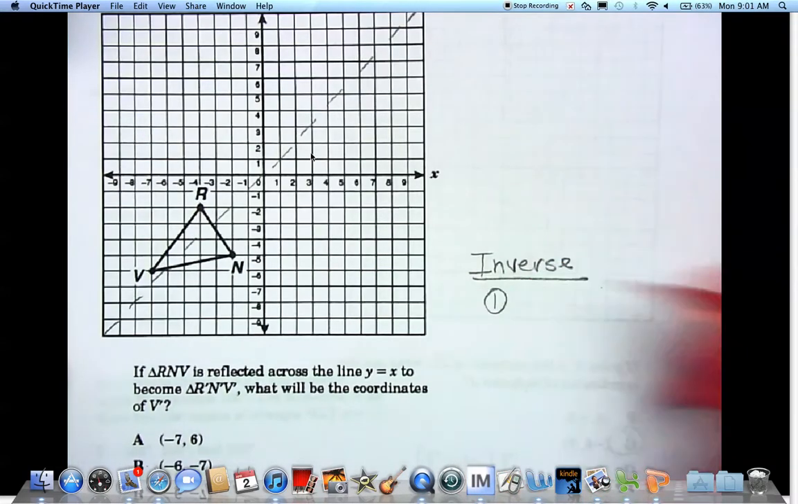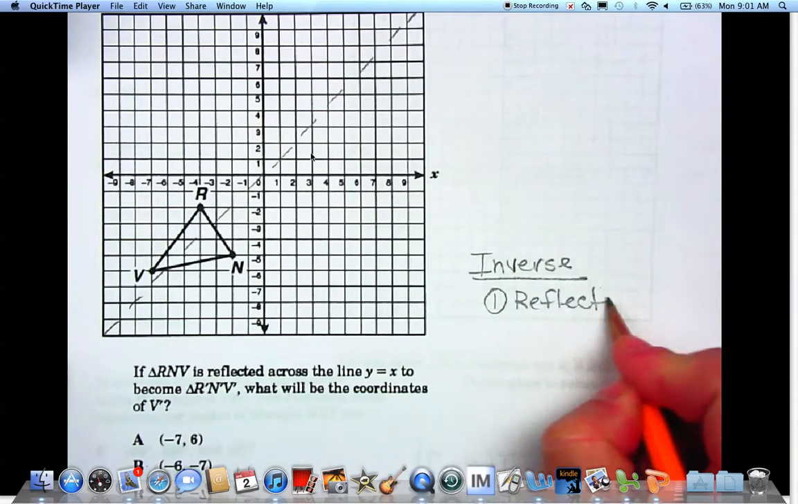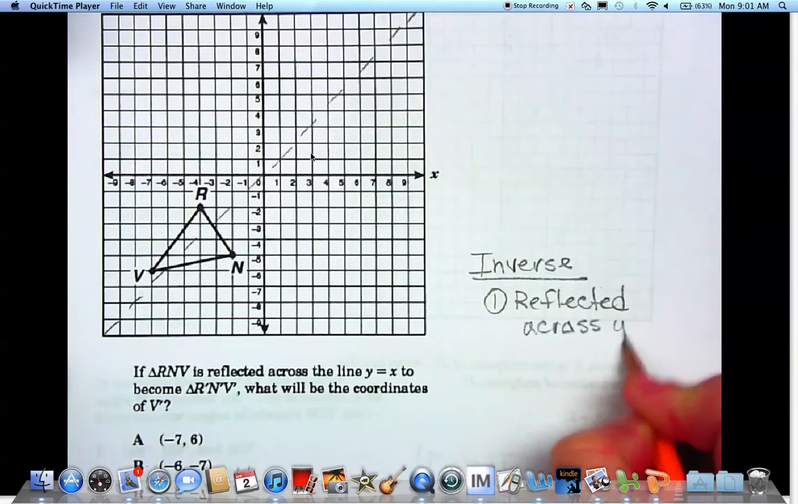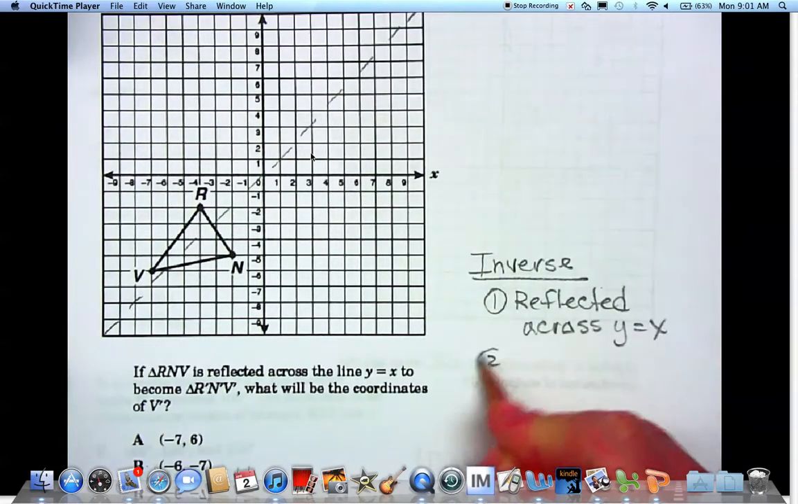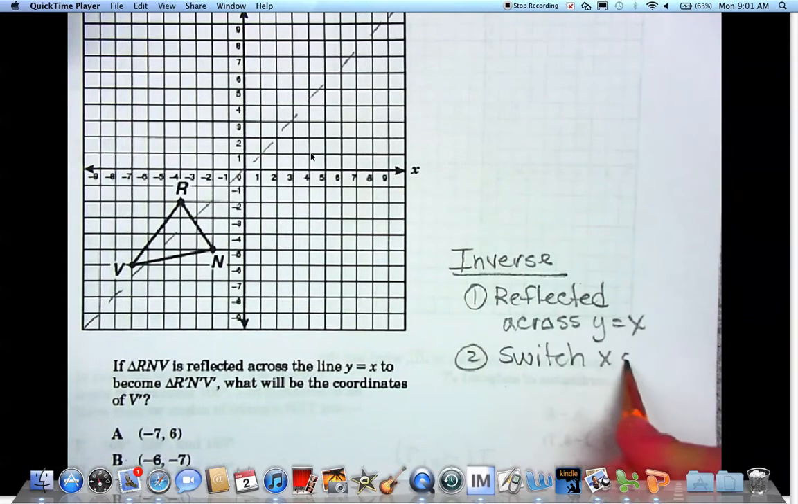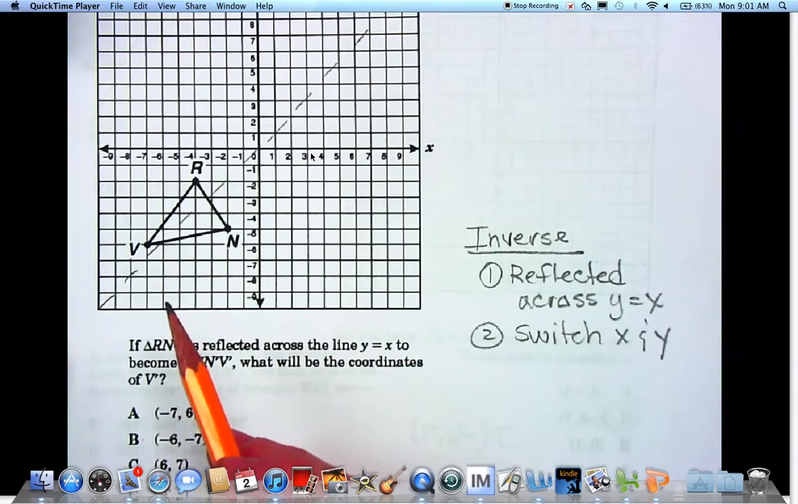Okay. One thing about inverse is it's reflected across y equals x. The other thing we know about inverse is you switch x and y. Y'all remember that? Kind of? All right. You can reflect it. It's just hard to reflect, but you can.